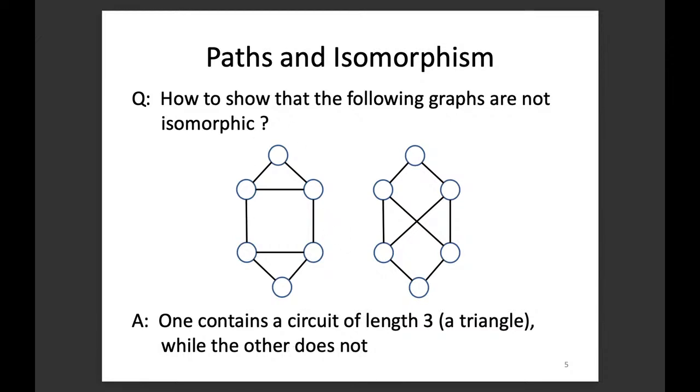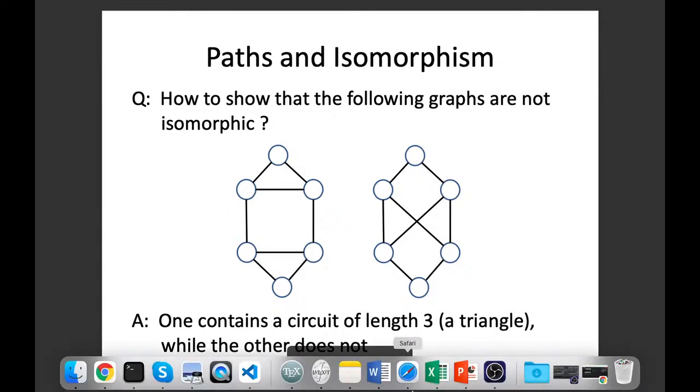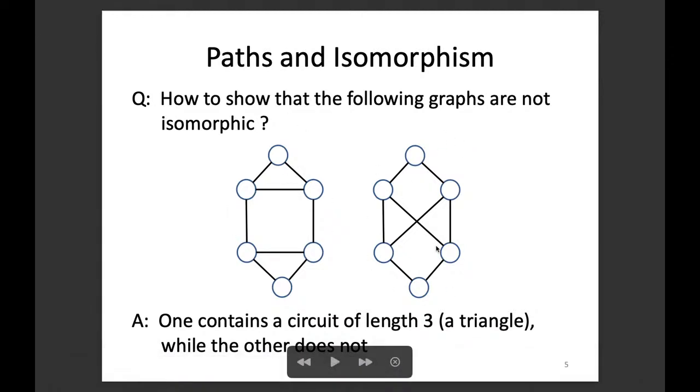Alternatively, you can also see that this graph is not a bipartite graph, but this graph is a bipartite graph. If two graphs are isomorphic, they must also have the same structure. So if one is bipartite, the other has to be bipartite. But we see that this is not bipartite, but this is bipartite. So in this case, these two graphs cannot be isomorphic.